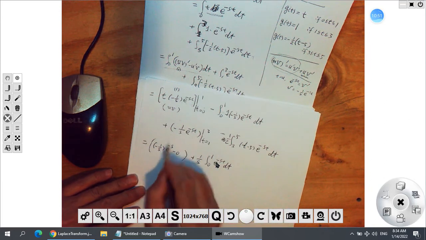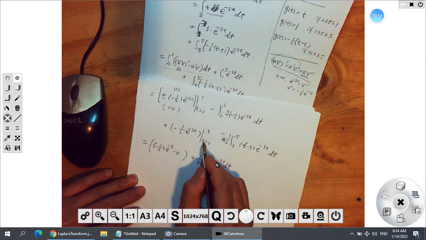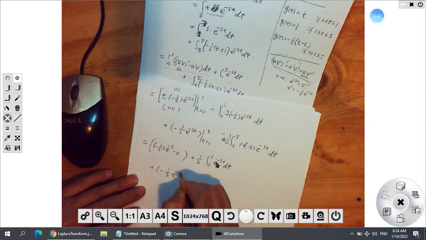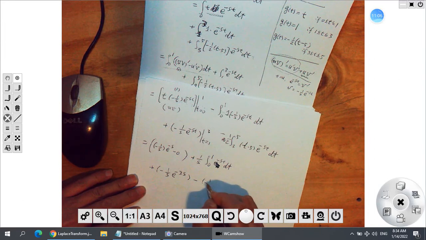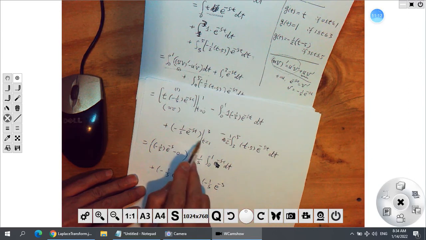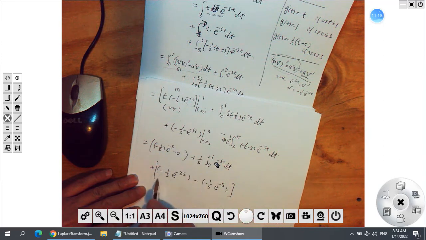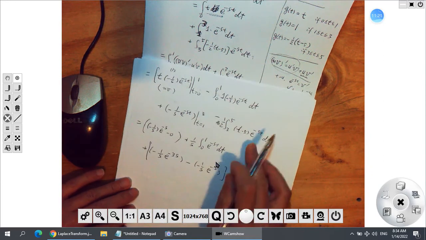And then this part, t runs from 1 to 3, so this is a plus negative 1 over s e to the negative s times 3, minus negative 1 over s e to the negative 1 times s, right? T is 1, it's just s. Okay, this is this part. This part. And this one.